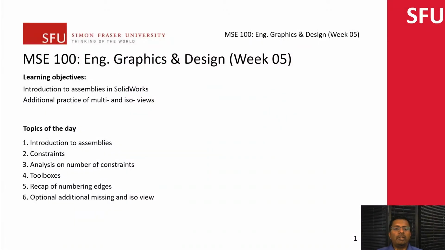The learning objectives are going to be the introduction to assemblies in SolidWorks, and then some additional practice on multi and isometric view, which would be in line with what you did in the assignment. So we'll do the introduction to assembly, talk about constraints, do analysis of constraints, and talk about the toolboxes that are available. Then we'll switch gears back toward hand drawing, where we review the edge numbering, and then go to an optional additional practice assignment.